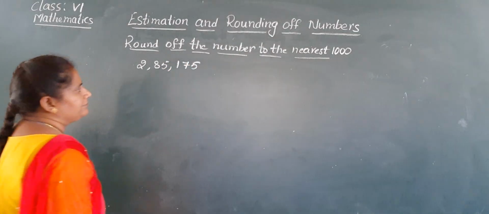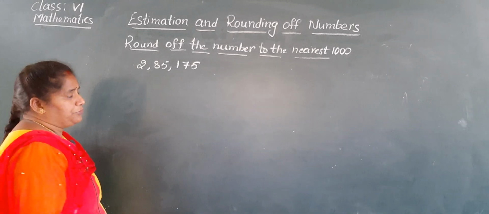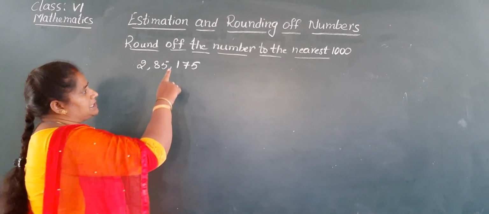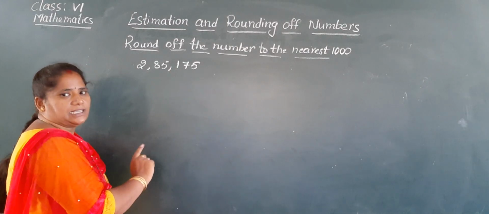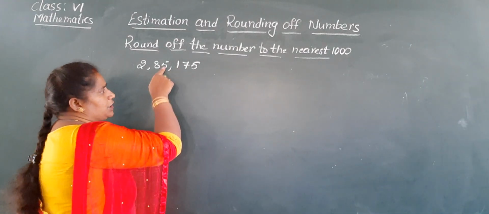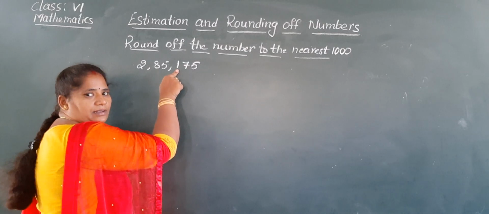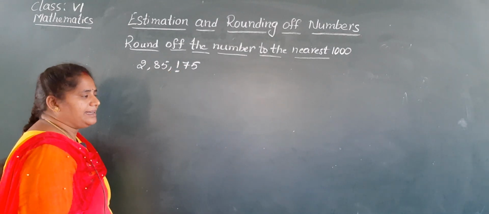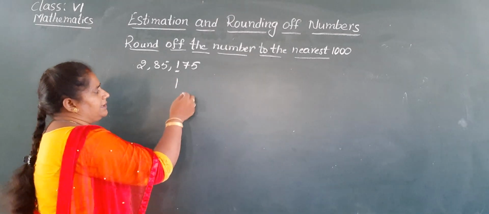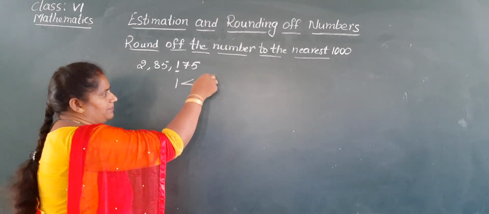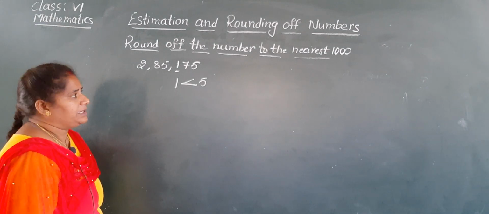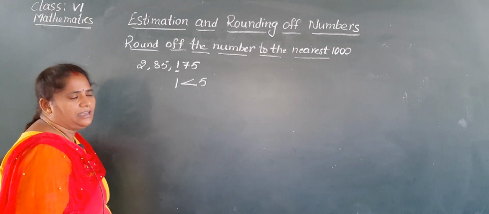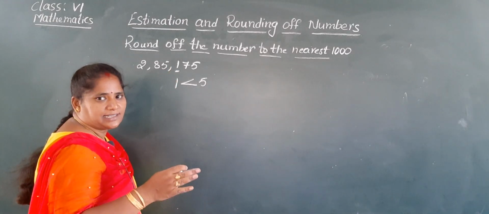2,85,175. To round off this number to the nearest 1000, first you see the digit in the hundreds place. If they are asking 1000, you look at the right side. That is the hundreds place. Here the hundreds digit is 1. Yes, it is less than 5. What is the rule?